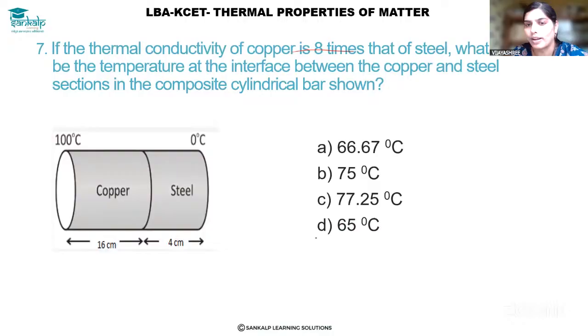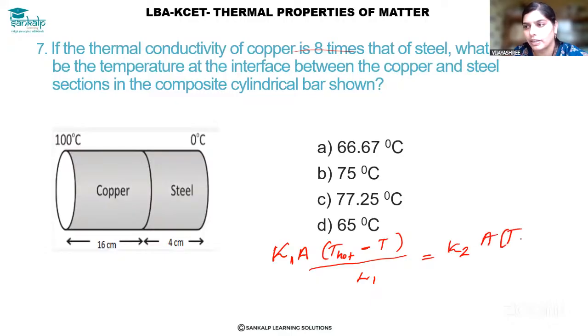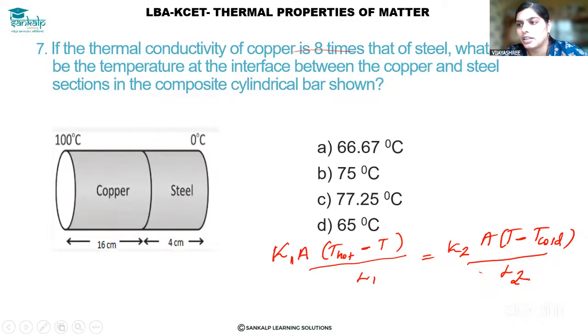So how to solve this? What is the formula? I write here K1 A into (T hot minus T) divided by L1, which is equal to K2 A into (T minus T cold) divided by L2. So this is the relation between the rate of heat transfer through both sections.